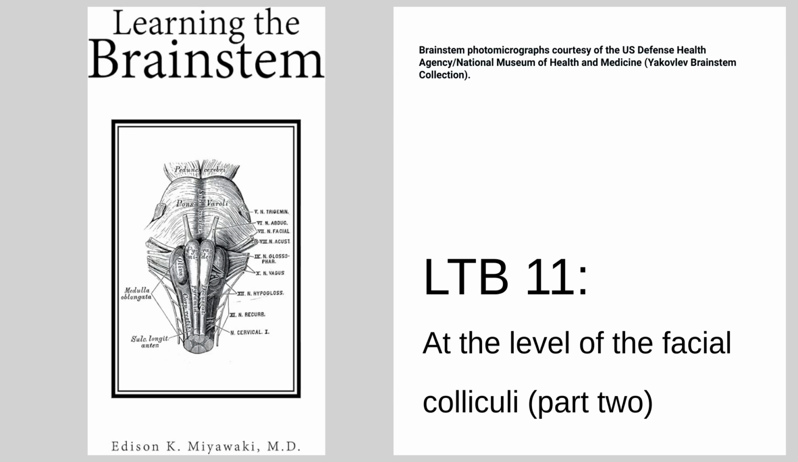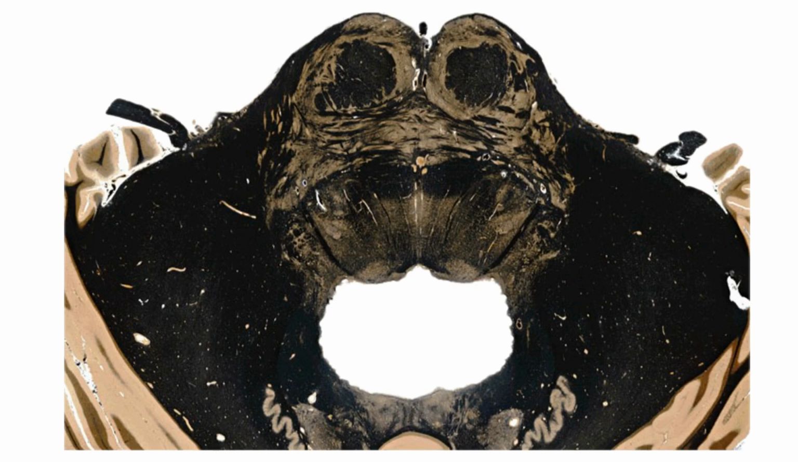LTB 11 continues the discussion that we started in LTB 10. Again, we are at the level of the facial colliculi and pons. If we look lateral to the right facial colliculus, we visualize a triangular area which does not stain as darkly as the middle cerebellar peduncle, for example. Within the area is part of a sensory nuclear complex, part of the vestibular column. And the area is termed the vestibular triangle. The apex of the triangle points at the descending spinal tract and nucleus of CN5 or trigeminal nerve.